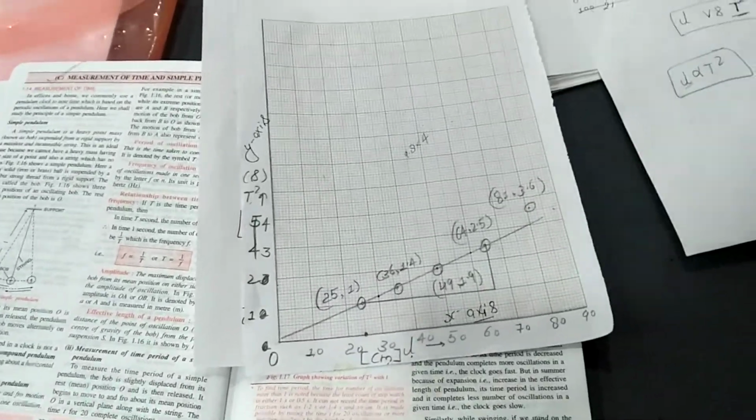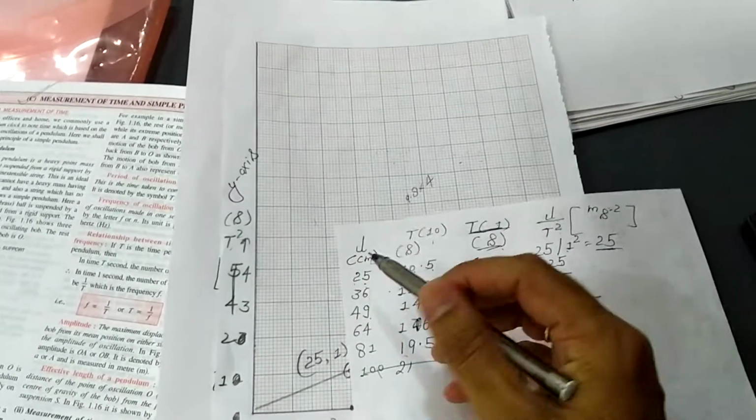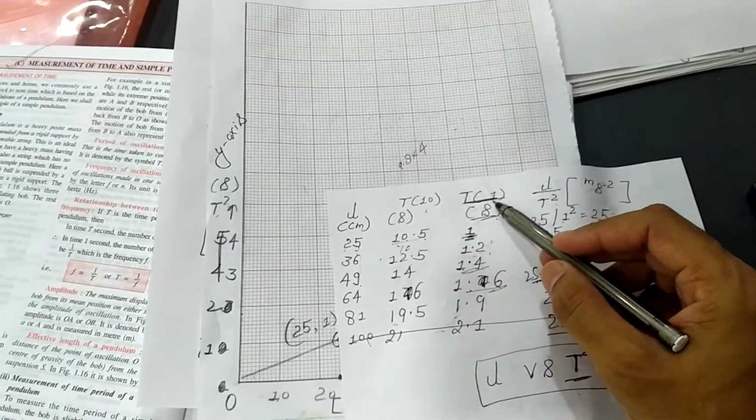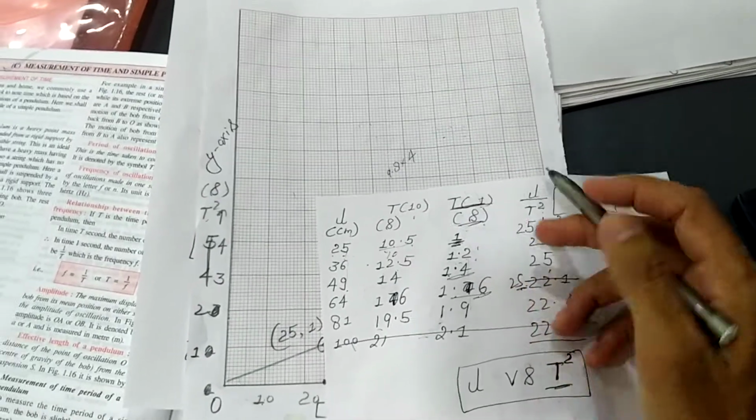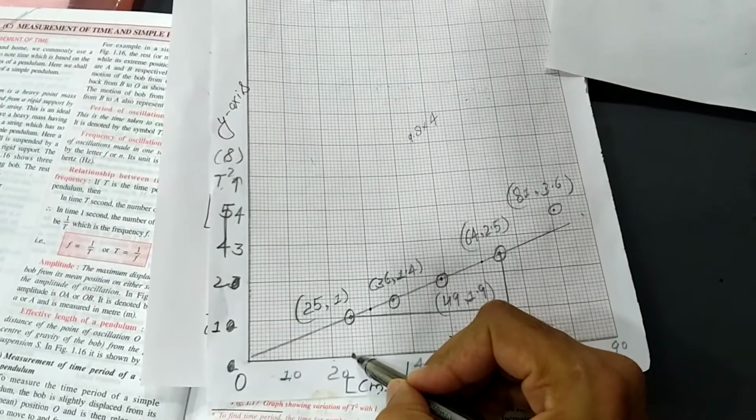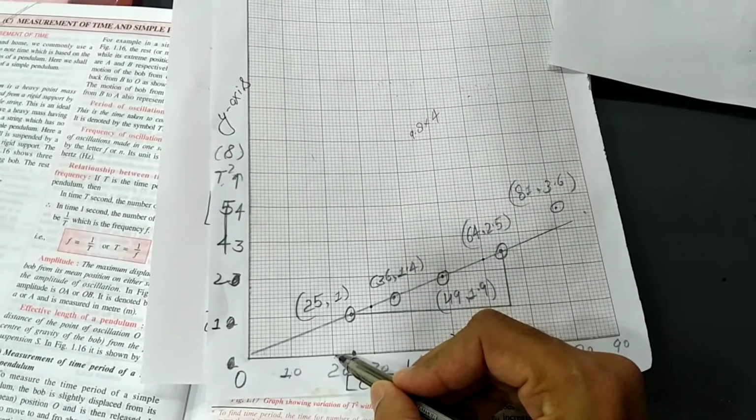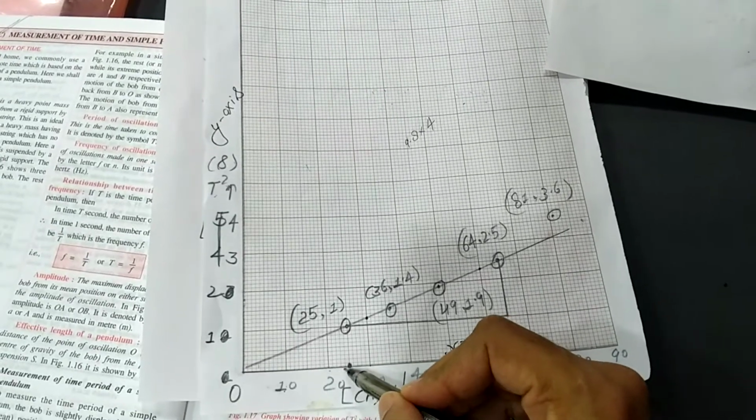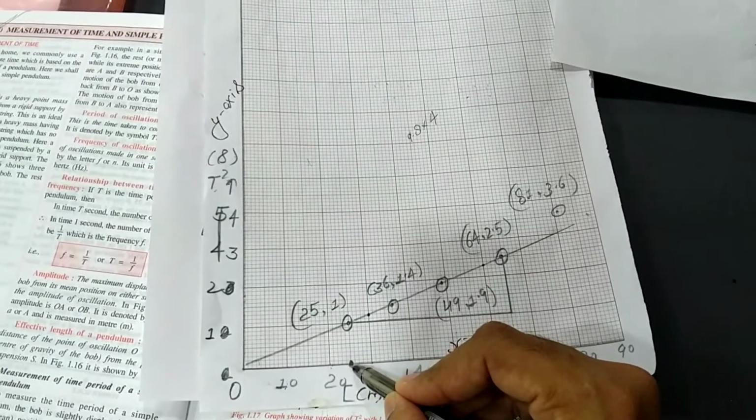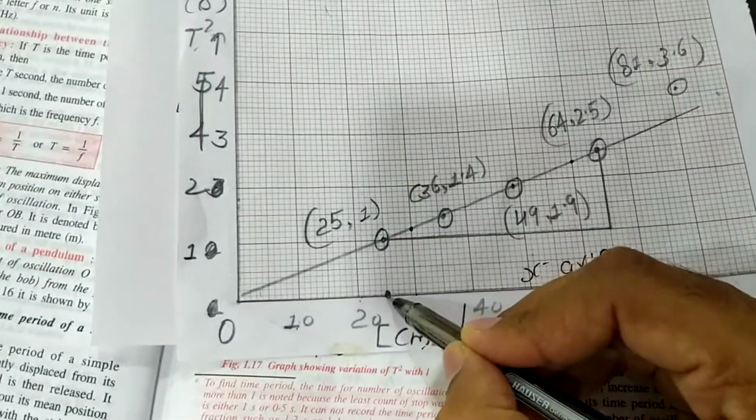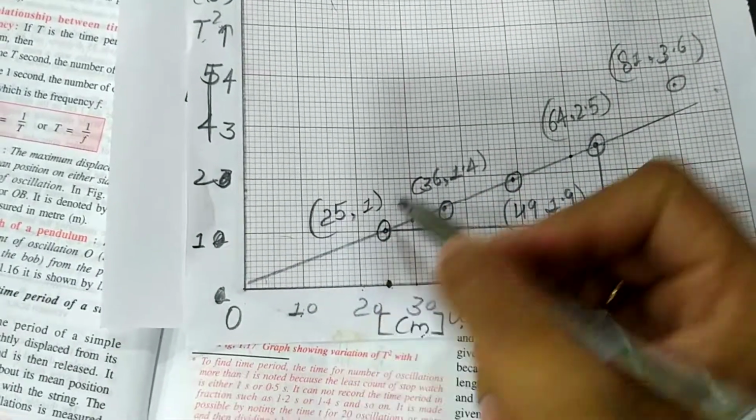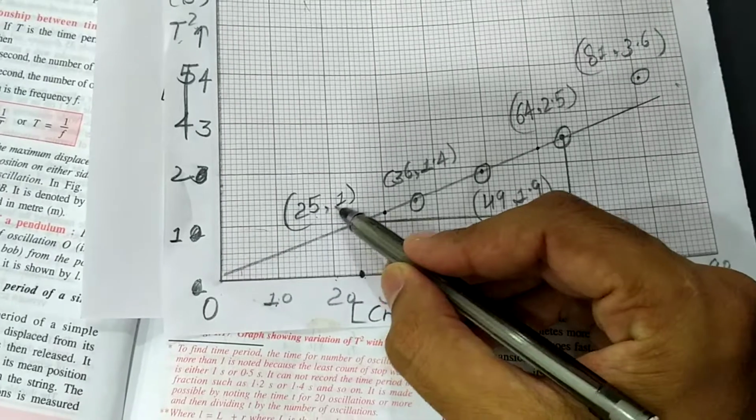The very first value of the length is 25, and T square, the square of the time period, is 1, since 1 square is 1 only. So I have to plot this point. This is 20, this is 30, and in between it will be 25, because there are 10 divisions, so each division is 1 centimeter. So 20, 21, 22, 23, 24, 25. So 25 is this, and T square is 1 along the y-axis. So this is the first point, 25, 1.